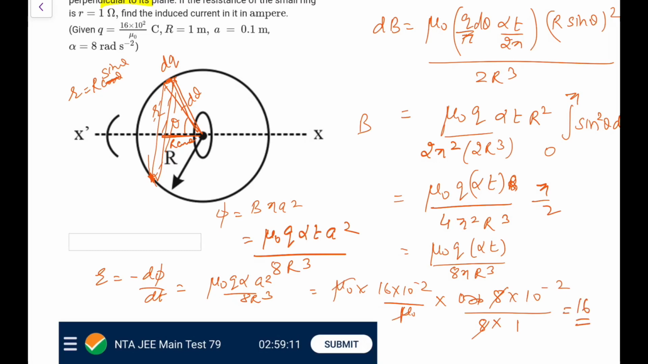So our answer would be 16 ampere. In this case they have given the answer as 8 ampere, but I think it should be 16. They have taken only q, while I'm taking it as 2q in this particular case. So for me it would be like this. Let me try it.